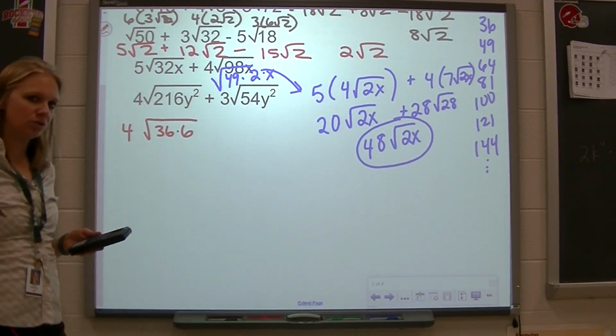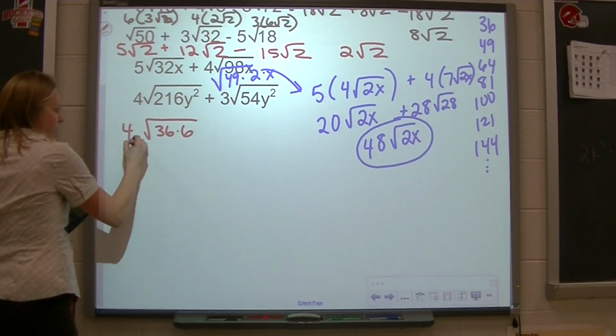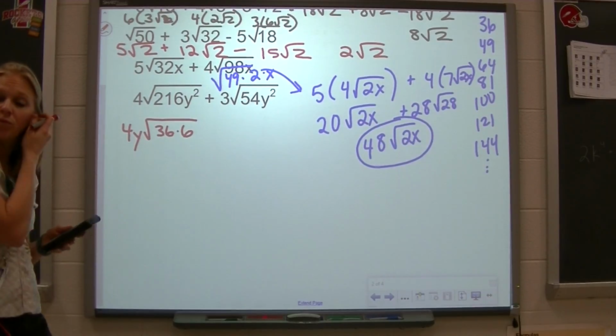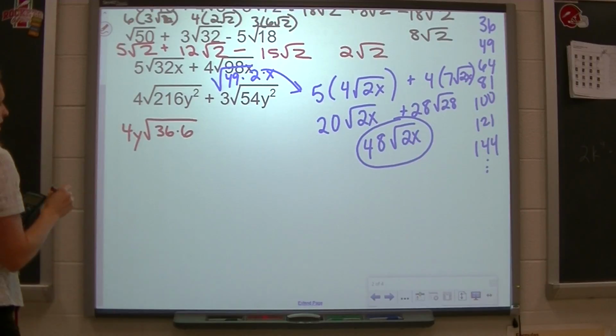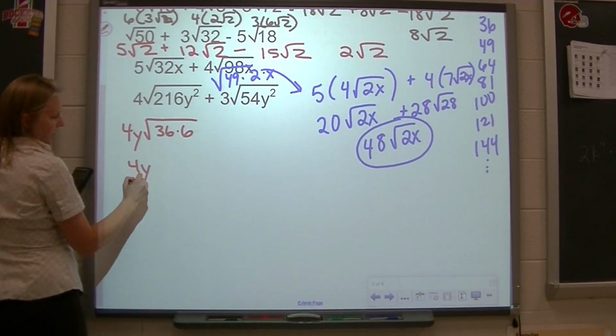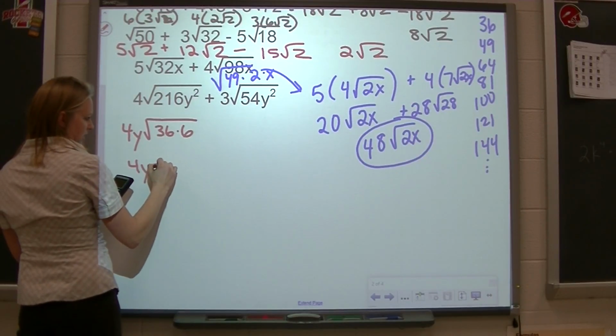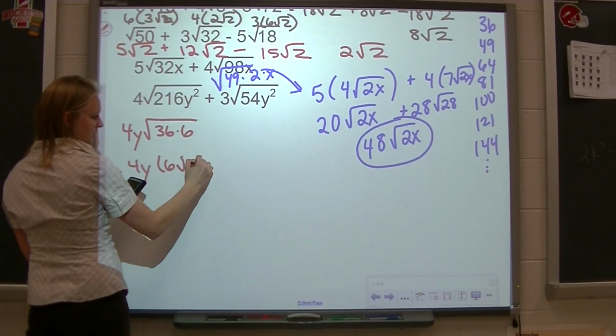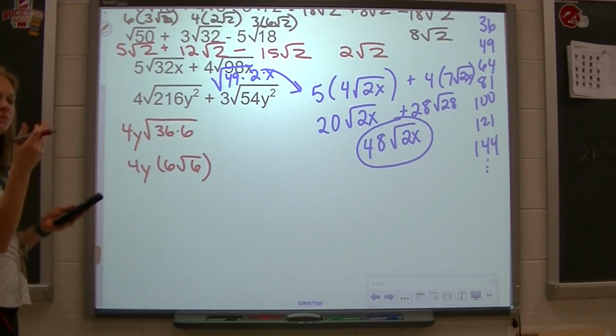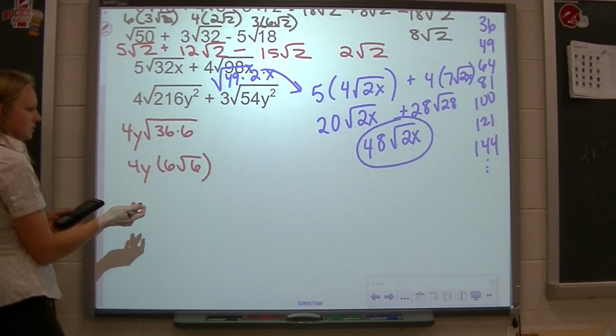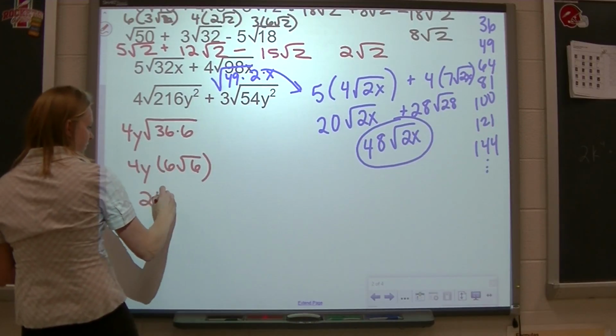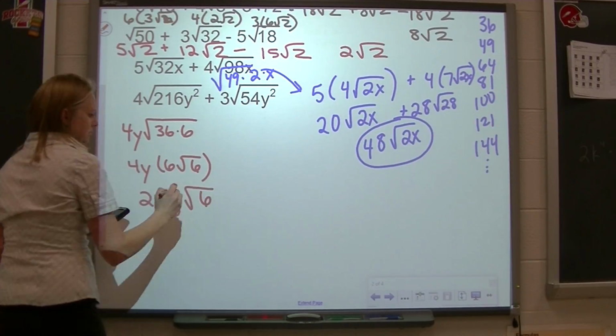And at this point, we should know that the square root of y squared is y. So that's actually 4y out front. And then this is going to go to 4y times the 6 square root of 6. Why? Because the square root of 36 is 6, and we can't do the square root of 6. So this is actually 24y square root of 6.